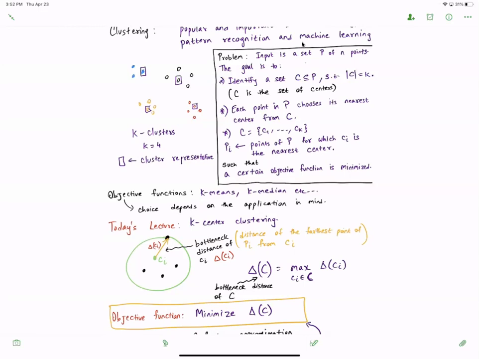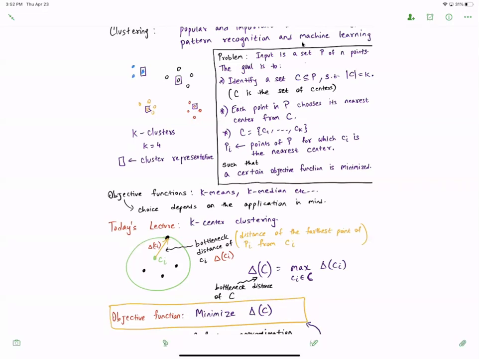You don't want to say that for the majority of the points I'll do well, but for some I can't do much, so I'll let them be very far away. This k-center clustering ensures that every point is taken into consideration. Even if one point is neglected, its delta of C will be very large, and that will lead to a large value of your clustering, which you don't want, because here you want to minimize delta of C.